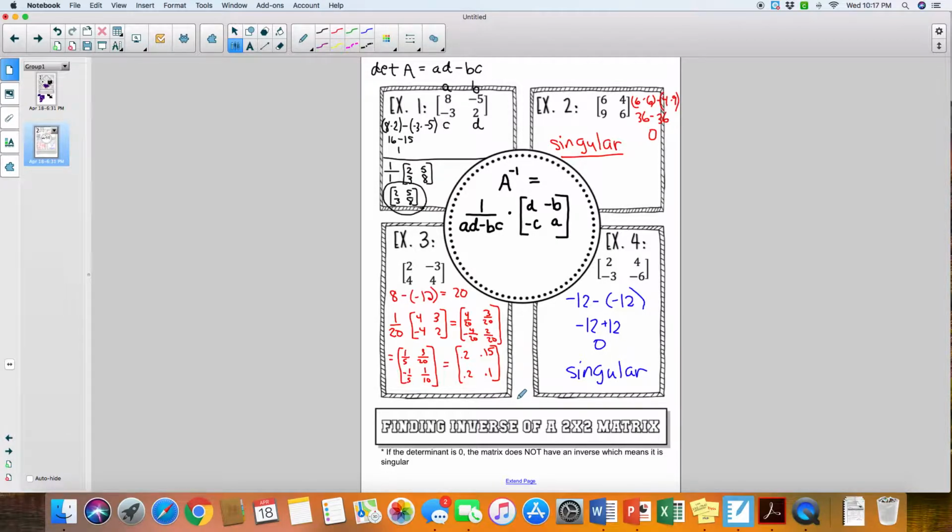Hopefully this video helped you to understand more how to determine if two matrices are inverses of each other, and also how to find an inverse of a 2 by 2 matrix.